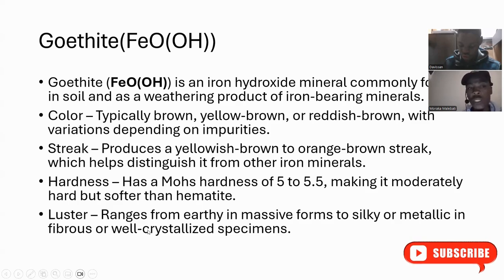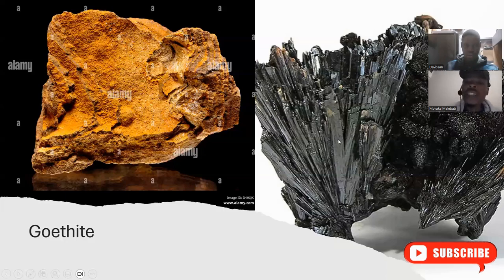So you'll see that you can have goethite which is earthy, dull and massive, and then you can have the other one, which is metallic and a bit silky. This one is metallic, so it has this fibrous texture. It's still goethite. So how would you be able to identify it? Because of this fibrous texture.